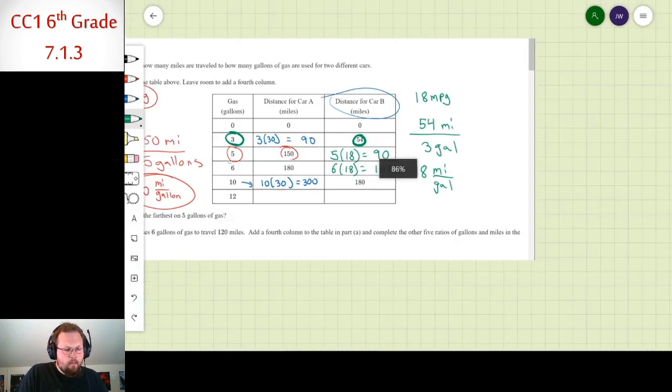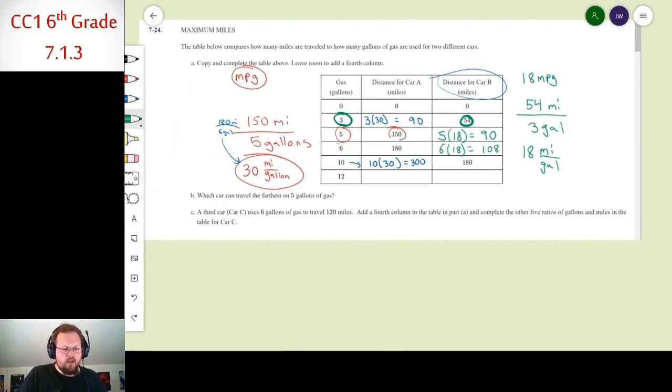Now, based off of this information, which car can travel further on 5 gallons of gas? The answer is clearly car A, because it has much higher miles per gallon. It gets better gas mileage.